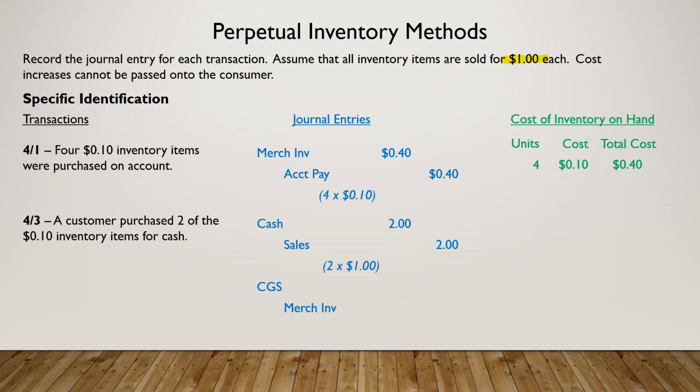Determining the cost of this sale is also simple and direct. 20 cents. Our inventory only has one purchase price associated with it, so that's what we multiply by the 2 units sold. What's the value of our remaining inventory? We had 4 units and we sold 2, so we only have 2 units left at 10 cents per unit, yielding total inventory cost of 20 cents.